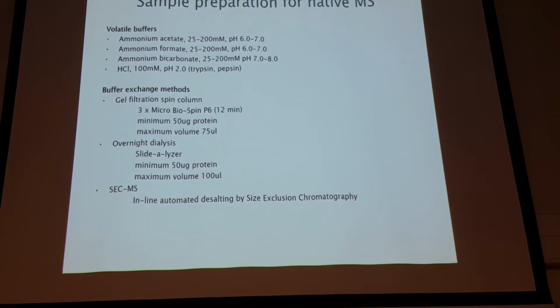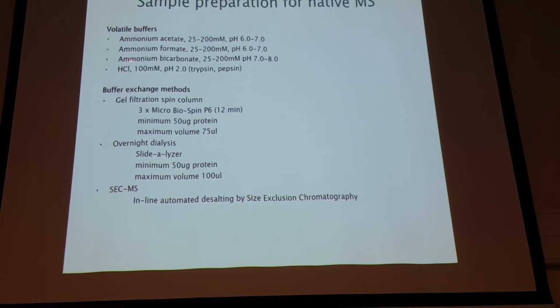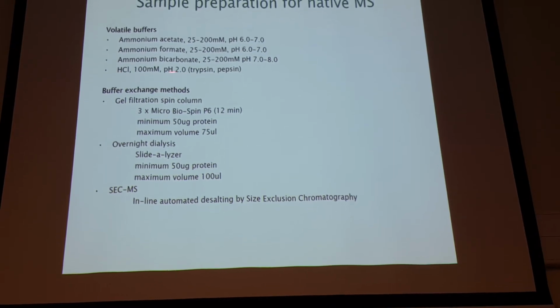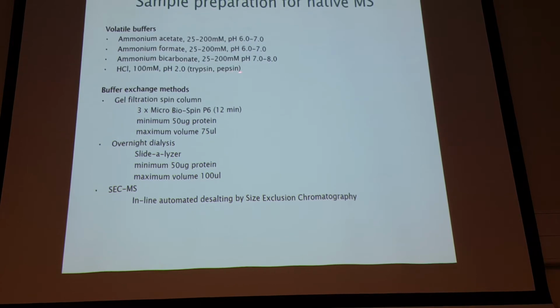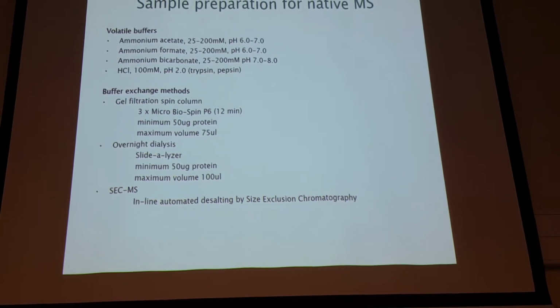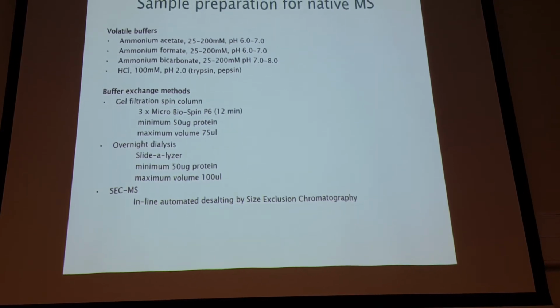So here's an example of some buffers that you can use: ammonium acetate, ammonium formate, ammonium bicarbonate, which has a slightly higher pH, which is useful. This is a native buffer. For these two enzymes, the pepsin is active in hydrochloric acid, pH 2, so you can spray it in this buffer and it will maintain its native conformation.